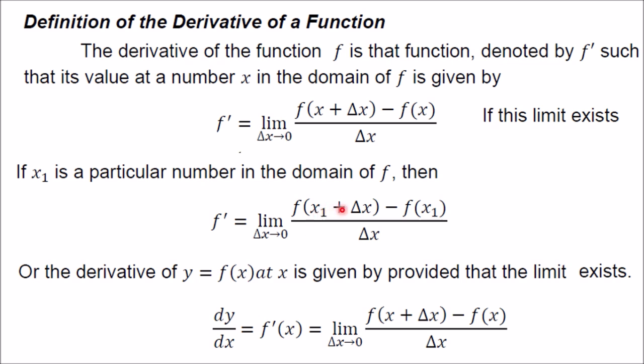So, dagdag lang din tayo ng delta x. f of x sub 1 plus delta x minus f of x sub 1 all over delta x. The limit of this as delta x approaches 0. Or, the derivative of y equals f of x at x. The derivative of this is given with this formula provided that the limit exists.